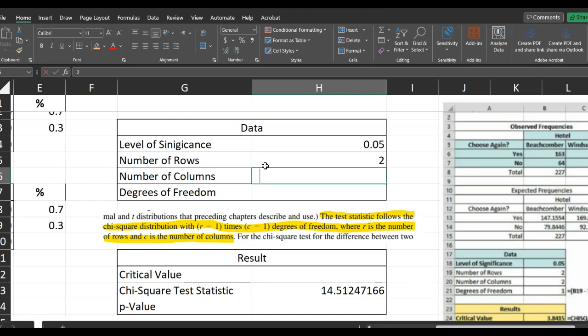The number of columns can be 2 as well. And here, degree of freedom. As a matter of fact, the degrees of freedom are always the number of rows minus 1 times the number of columns minus 1. So in this case, it's really easy. 2 minus 1 is 1, 2 minus 1 is 1, and 1 times 1 is 1. So we know it's 1.